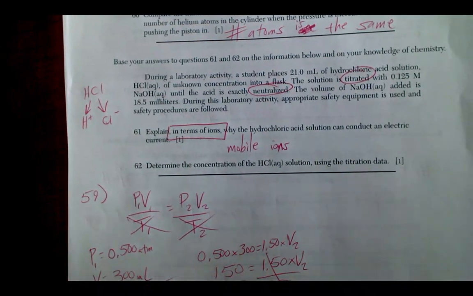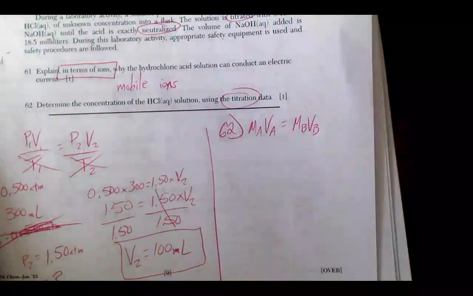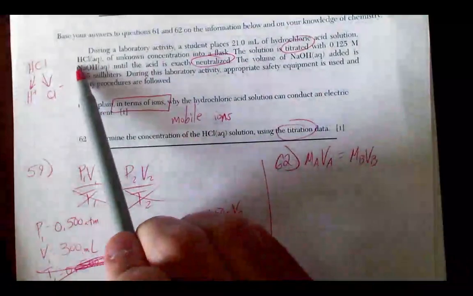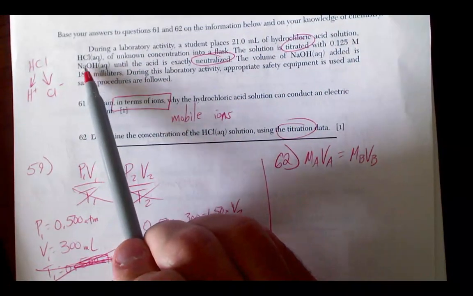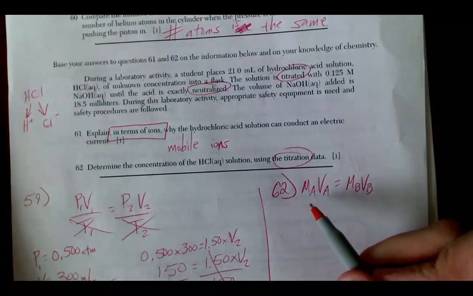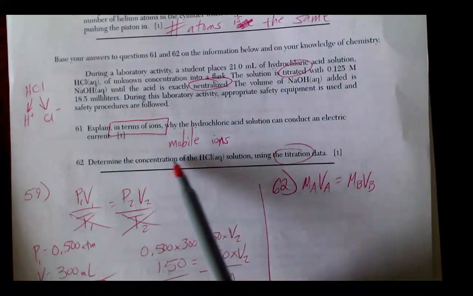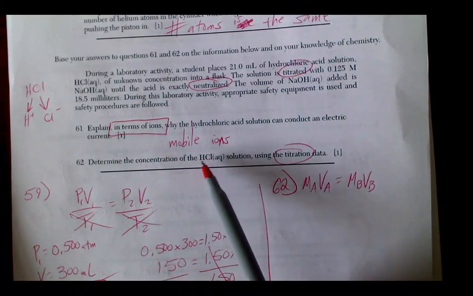All right, number 62. Determine the concentration of the HCl solution. In the question, HCl, the acid, only has one H. NaOH, the base, only has one OH. We can just leave it as is. So I'm going to see what numbers I have here. For my molarity of acid, that's what I'm actually going to look for. It says, find the concentration of HCl.